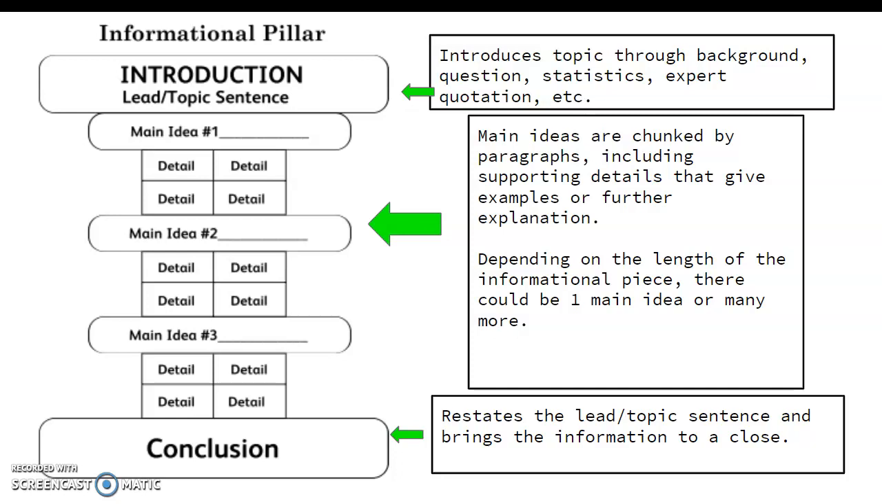The conclusion paragraph restates the lead or topic sentence, that thing that you're telling them about, and brings the information to a close. I want you to notice the informational pillar is very straightforward. It actually just moves straight down the line, okay? It goes straight down the line from here's what I'm going to tell you about, this is me telling you about it, to let me remind you what I told you about.